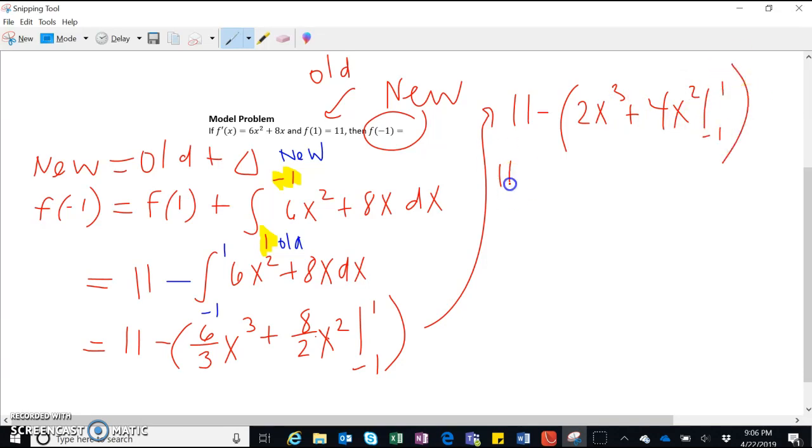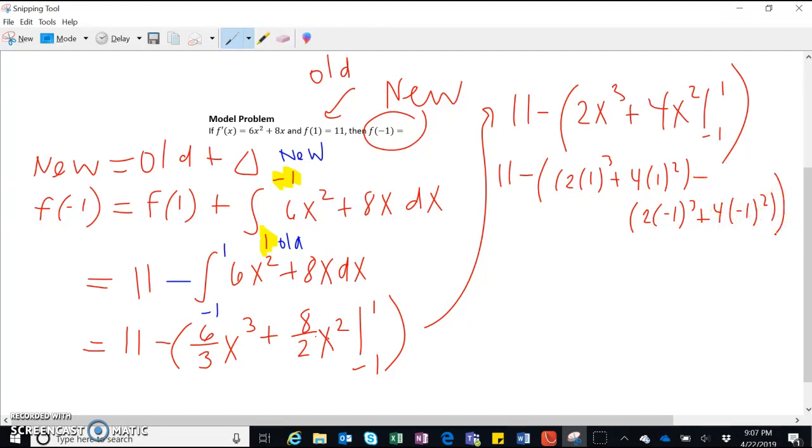So the upper bound always goes in first. It's going to be 11 minus parentheses 2 times 1 cubed plus 4 times 1 squared, minus parentheses 2 times negative 1 cubed plus 4 times negative 1 squared.